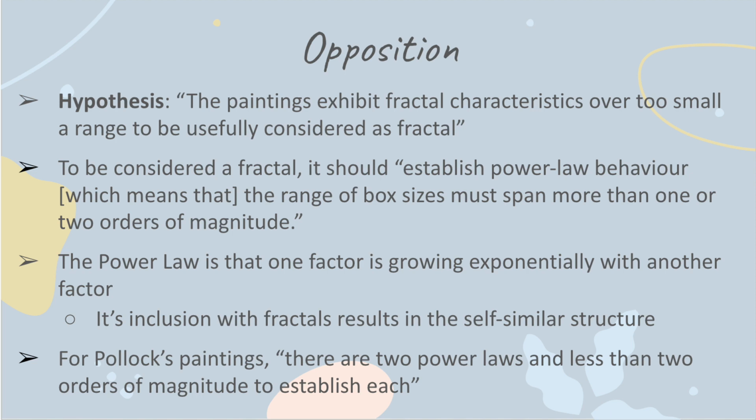They also go into discussing a power law, which is when one factor is growing exponentially alongside another factor. So in terms of fractals, it's the self-similar structure. And for Pollock's paintings, there were 2 power laws and less than 2 orders of magnitude to establish each, which basically meant that Pollock's paintings are not examples of fractals.